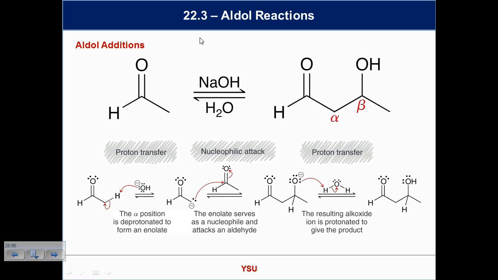Now, these aldol reactions, this is not a person's name. There was no Professor Aldol. Okay? It's the name of the product. The product is part aldehyde, part alcohol. Aldol. So it doesn't need to be capitalized.